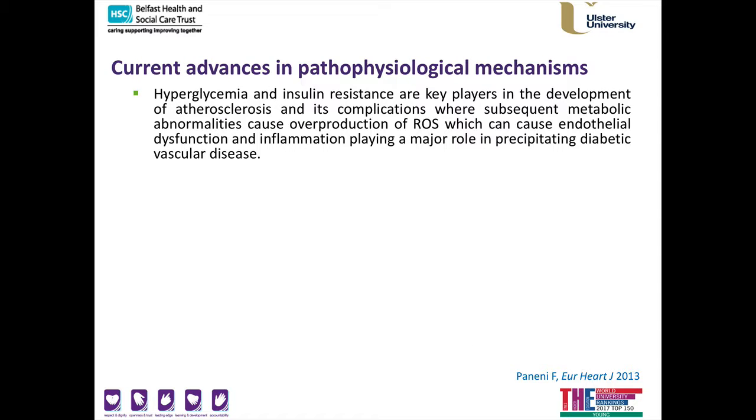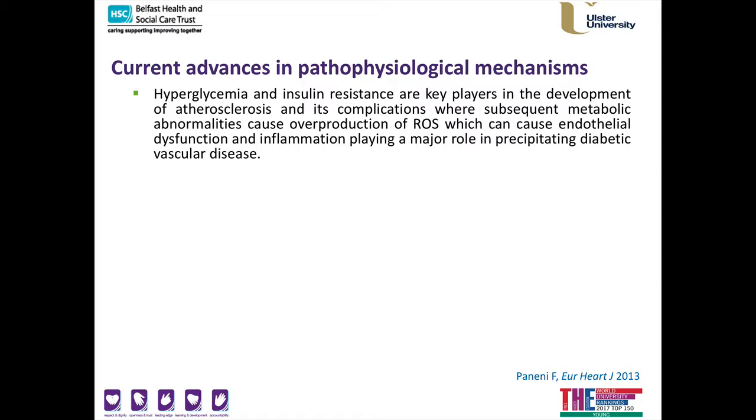So what are the current advances in pathophysiological mechanisms? Why do I have this slide? Well, one of the issues is if we knew what caused vascular disease in diabetic patients, then it would sound appropriate that we would instigate a treatment for that parameter, and therefore we could limit the damage that diabetes causes to our patients and their lower extremity arterial system. But we don't have that at the moment.